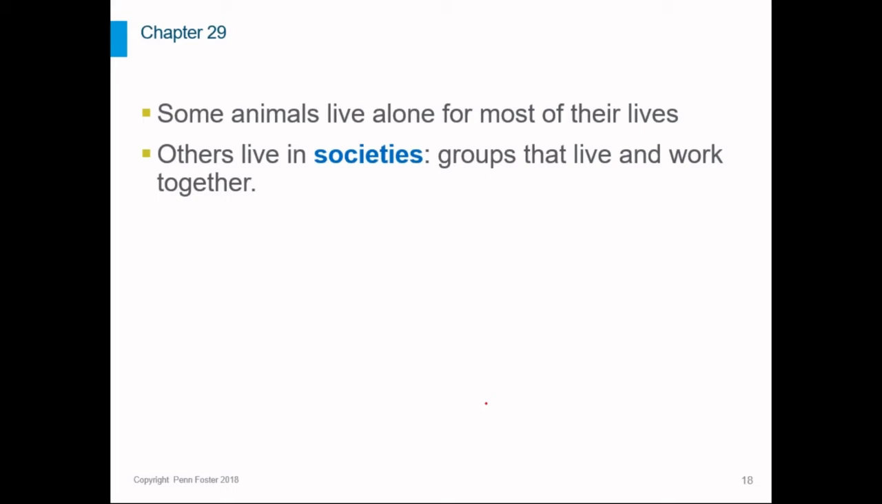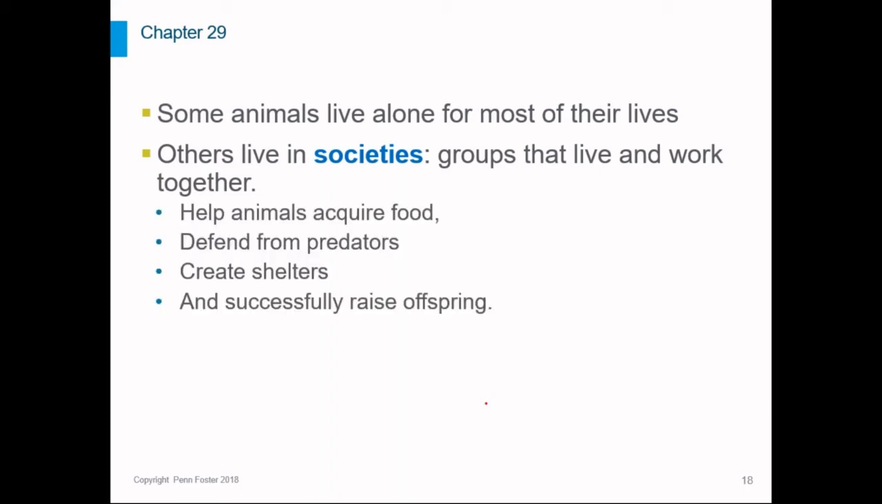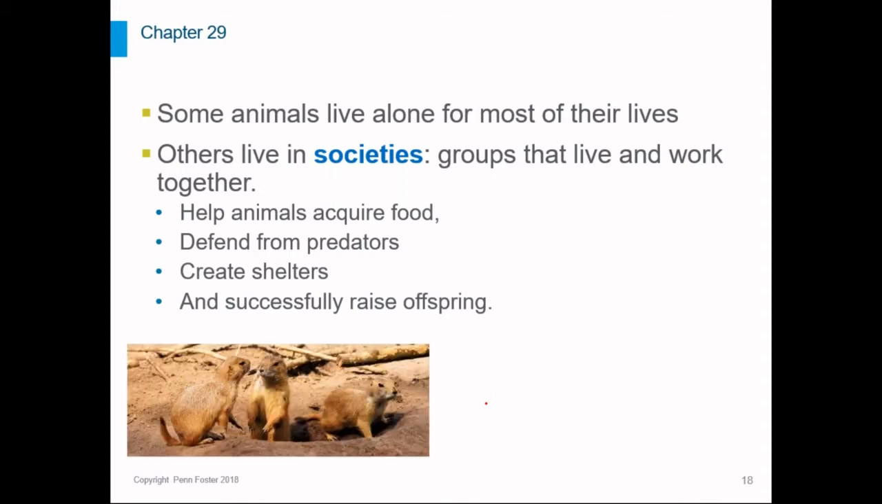Some animals live alone for most of their lives, rarely coming together, but others live in societies. So, societies are groups that live and work together. And this can be very beneficial. Living in societies can help the animals acquire food, defend from predators, create shelters, and successfully raise offspring. So, examples of animals that live in societies are prairie dogs, which live in a burrow that they all dig for each other, and then they keep lookouts. So while some of them are eating or sleeping, others are watching for predators, and they let everyone else know if there's a problem.